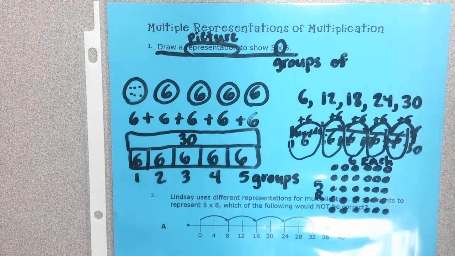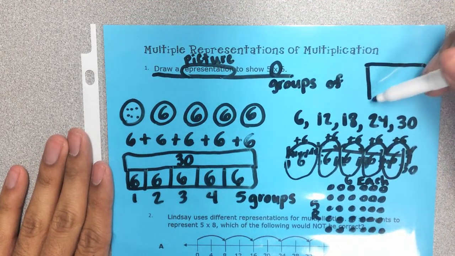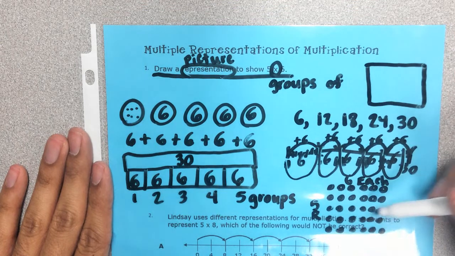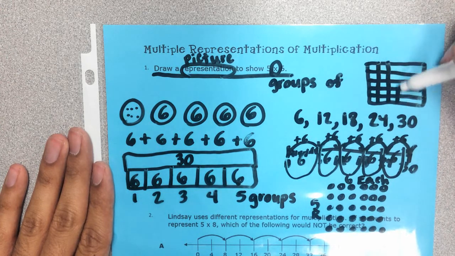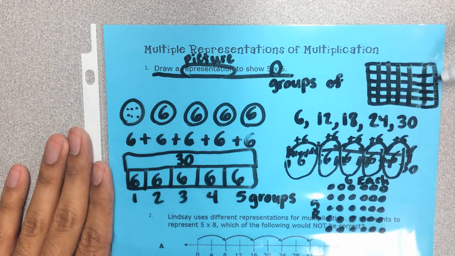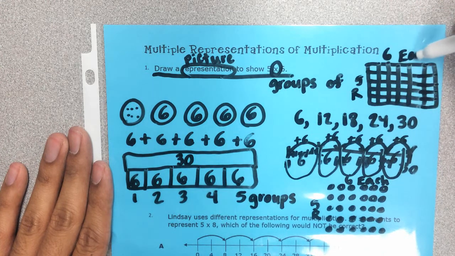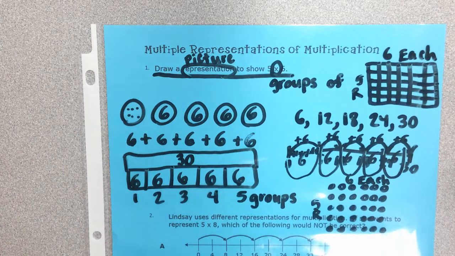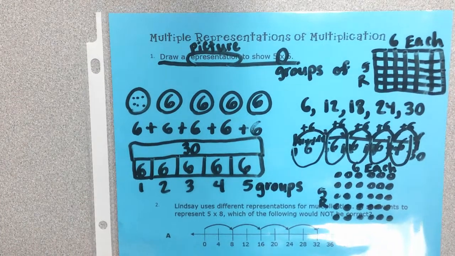So let me go ahead and erase some of, or let me draw the area model up here. So if we drew our area model, it would look just like this, but with squares. So we would have 1, 2, 3, 4, 5 groups, and there would be 1, 2, 3, 4, 5, 6 in each. So it'll be 5 rows with 6 in each row. These are all of the different ways that you can draw 5 groups of 6. You choose the way that's easiest for you, and you'll be fine.